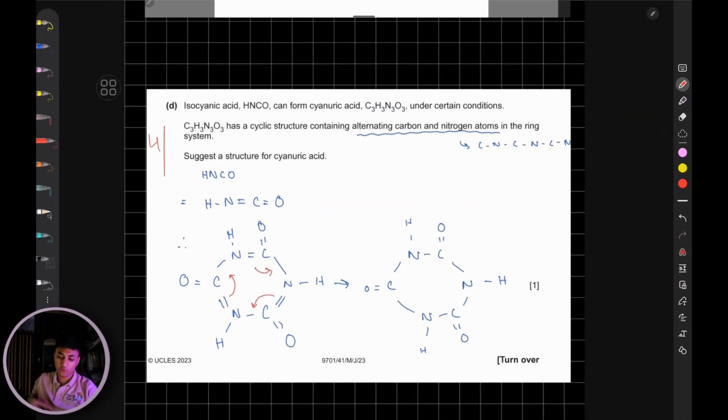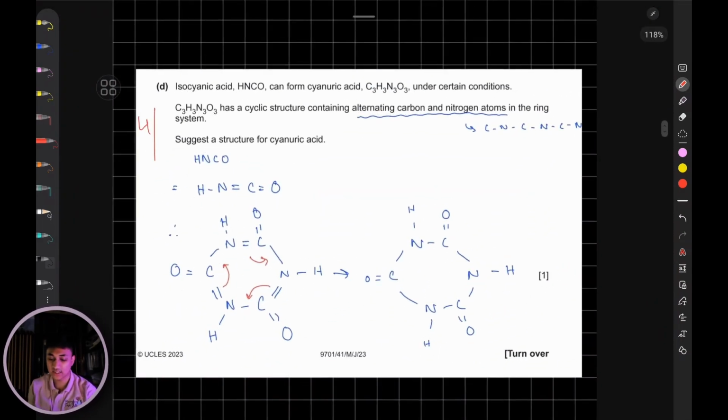Now moving on. For question 4, they're telling you isocyanic acid HNCO can form cyanuric acid C3H3N3O3 under certain conditions. Now this has a cyclic structure containing alternating carbon and nitrogen atoms in the ring system. So basically they're telling you that the ring system, that is the cyclic structure, similar to cyclohexane, is going to have 2 atoms repeating thrice. That is going to be the C and N bond. The carbon and nitrogen bond are going to repeat itself.